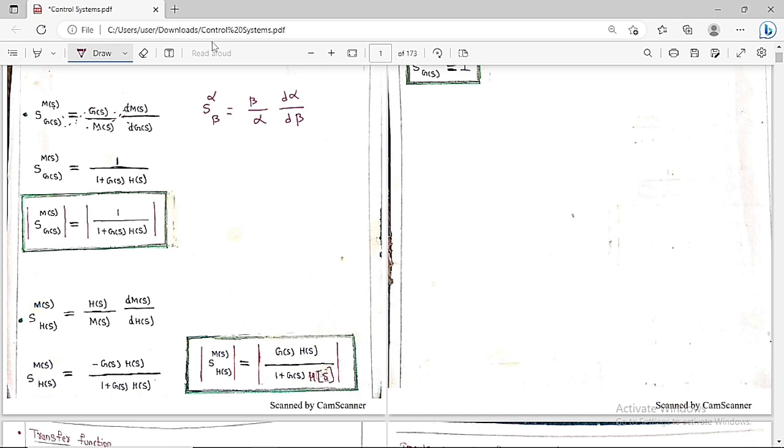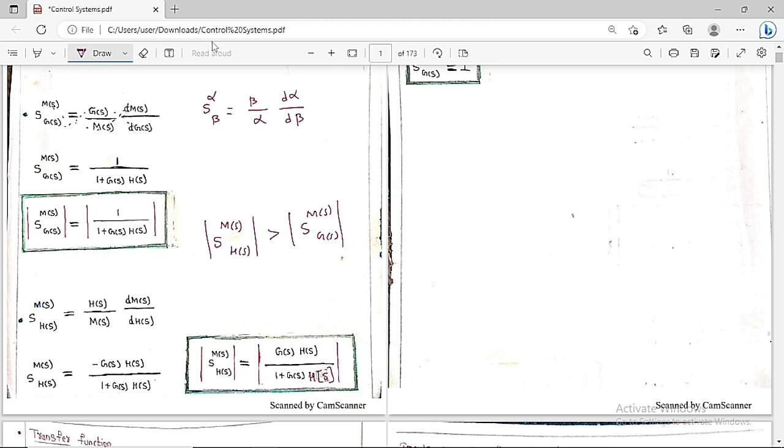So if you are going to compare these two equations, then what we can say, this value is higher when compared to this value. So therefore we can say the sensitivity of M(s) with respect to H(s), I am taking only the negative part, is always greater than the negative of the sensitivity of M(s) with respect to G(s). So in simple words, I can say only one thing. Suppose if any parameter is changing in the feedback, then the overall value changing in the output is very higher when compared to changing in the G(s).